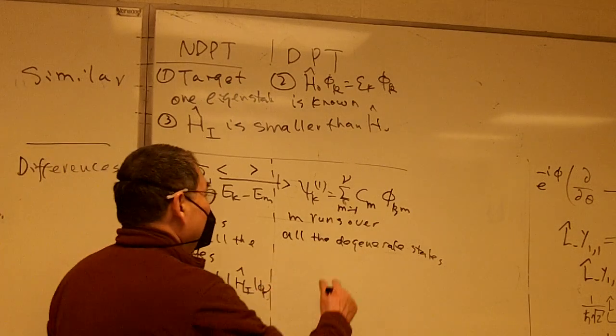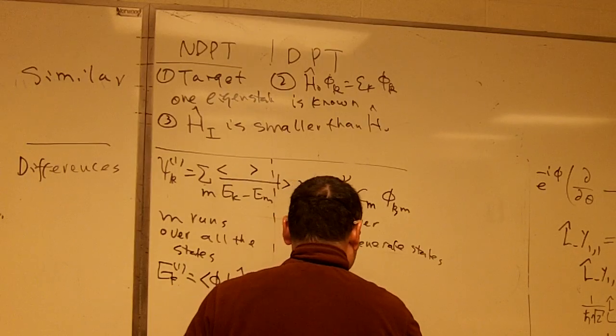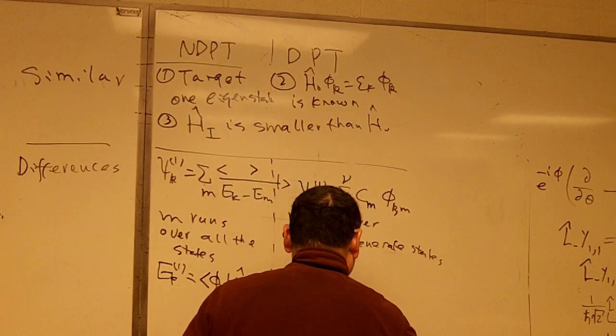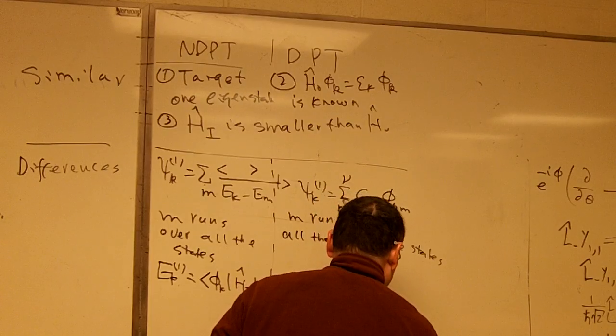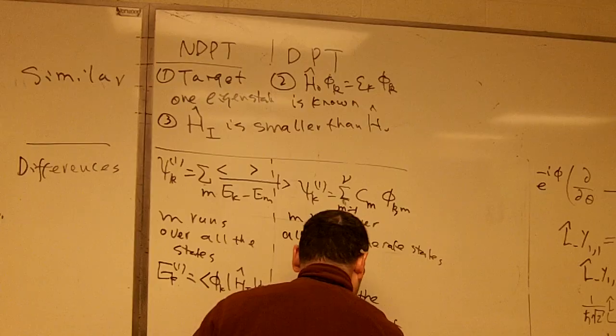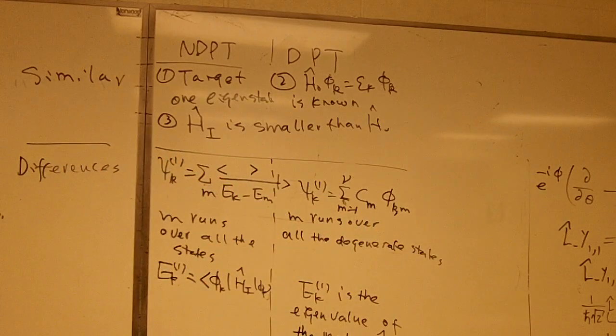And here, the energy EK is the eigenvalue of the matrix H hat, like this. So that's the matrix H hat. So this is the eigenstate of the H matrix. That matrix hat. This is what we are using.